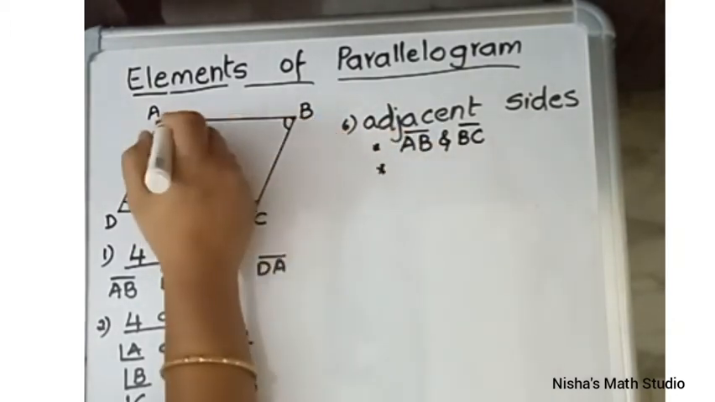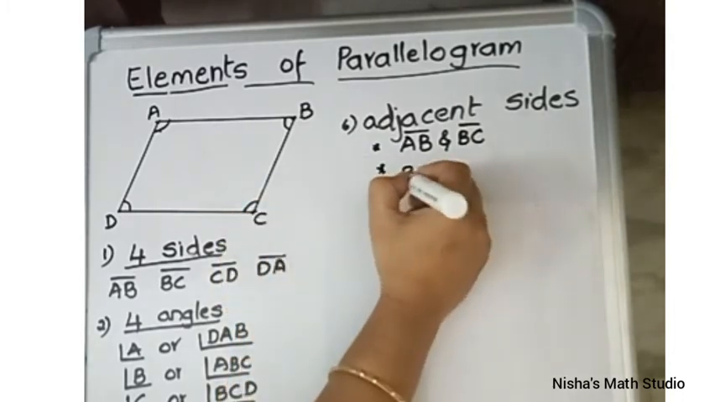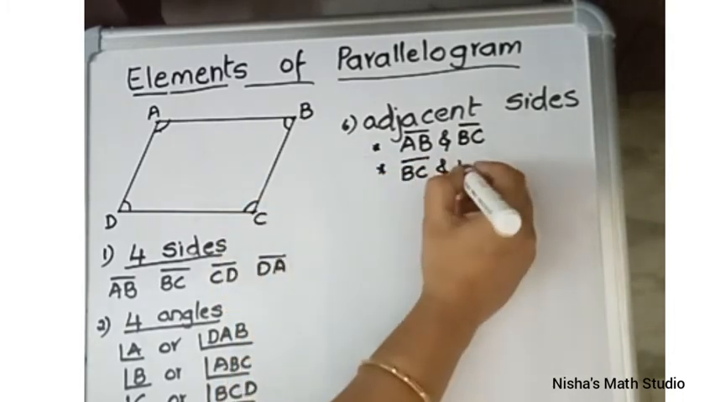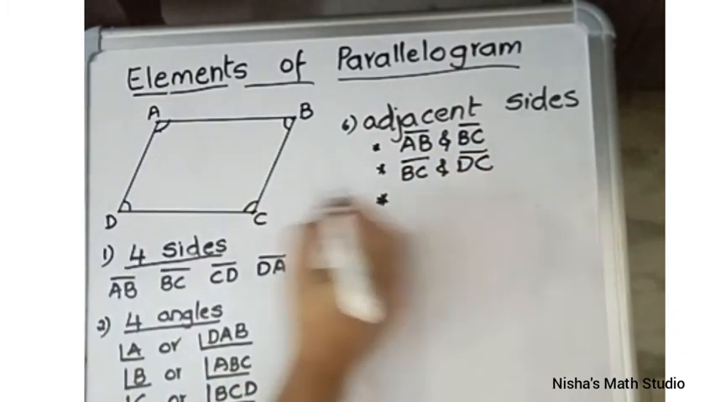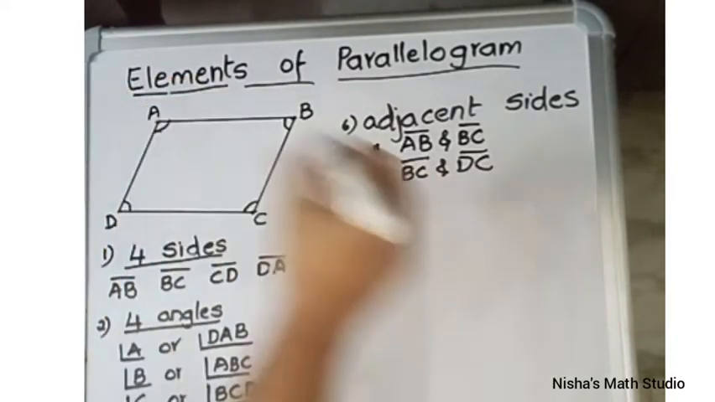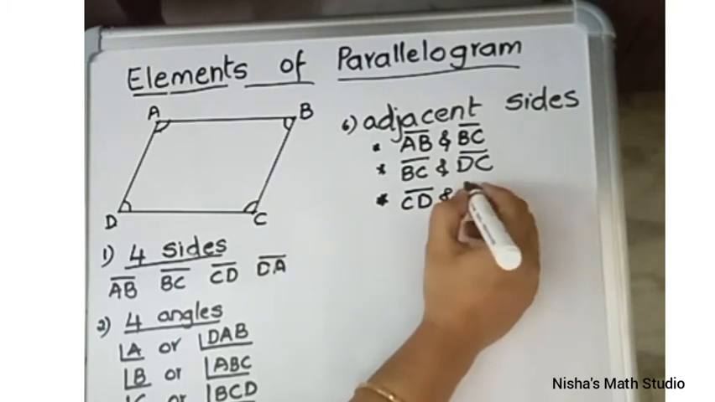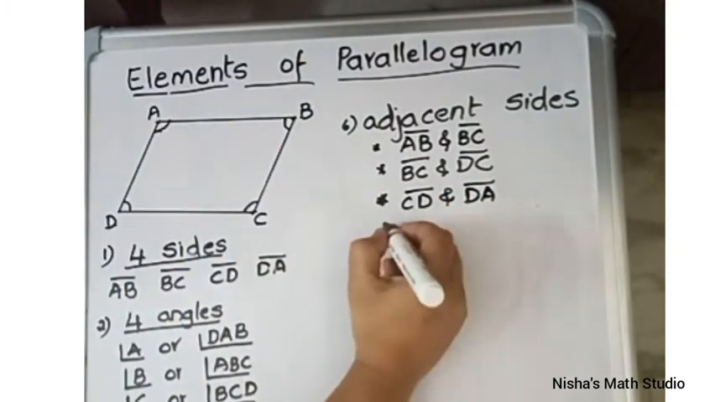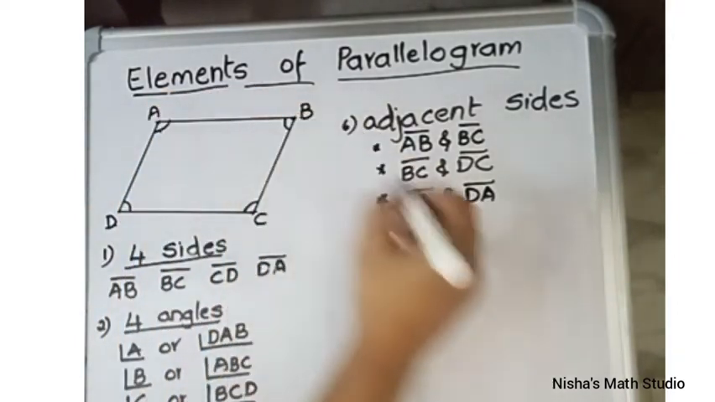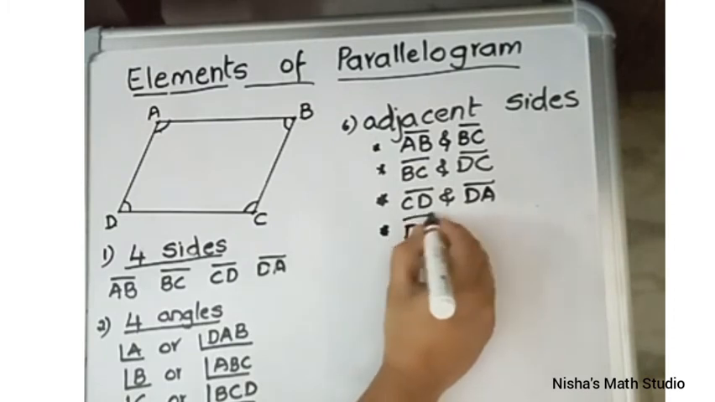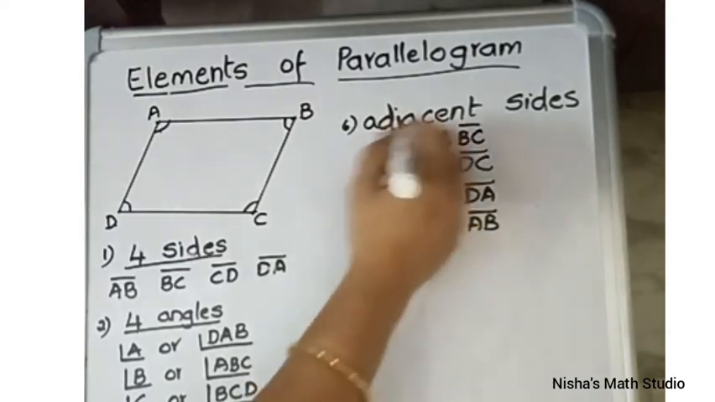Which is the second pair of adjacent sides? Now these two have a common point here. So it is BC and DC or CD, however you want to name it. The third pair is CD and DA. The last pair is DA and AB. So we have 4 pairs of adjacent sides.